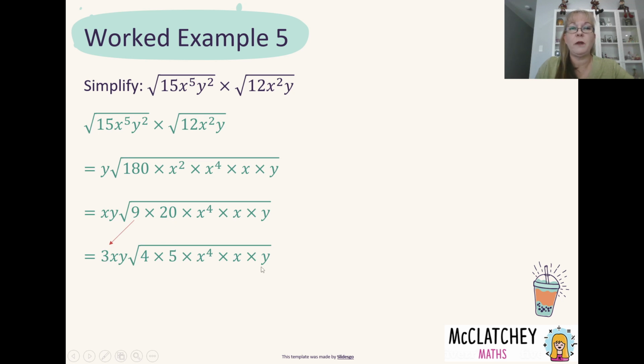Here's where I'm dealing with the 20. Now the square root of 4 is 2. So what we're going to do is pop the 2 out the front. 3 times 2 becomes 6xy. So I'm left with just the 5 in my surd underneath. And I've still got this to deal with here.